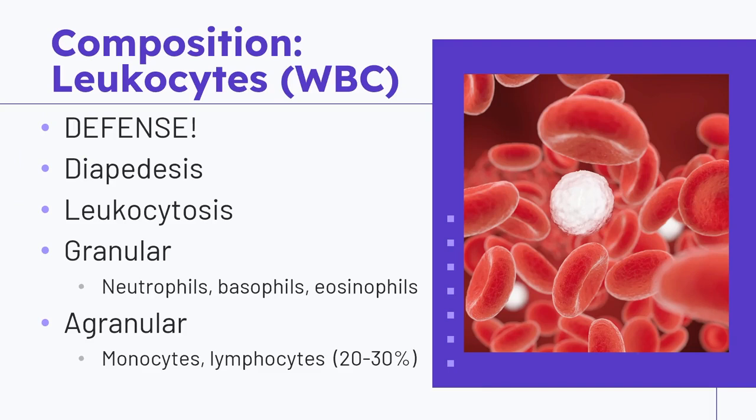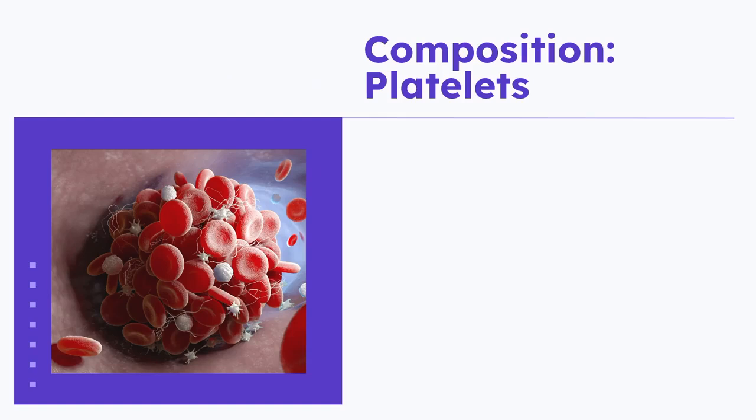About 20 to 30% of all leukocytes are lymphocytes and are used to mount defenses against specific pathogens. Perhaps you have heard of leukemia or lymphoma. These cancers both involve the leukocytes. The final formed elements in the blood are the platelets.